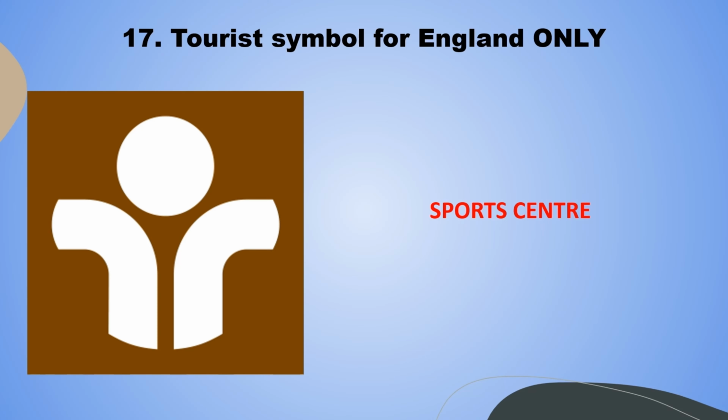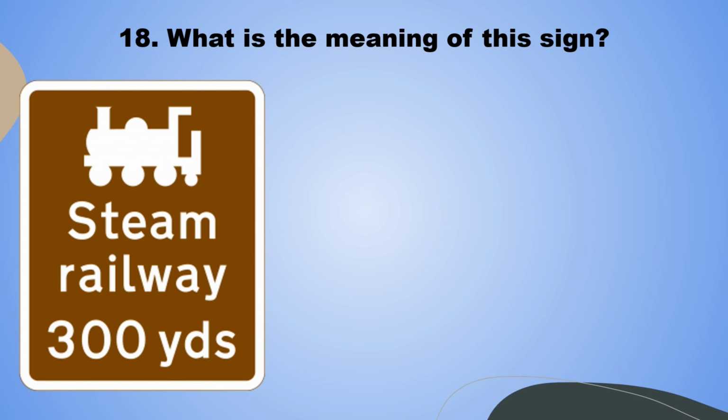Moving on to the next sign. What is the meaning of this sign? You have a train there. So let's see what the sign means. The sign means this is a steam railway sign. You have the symbol on the sign, the train, steam railway, 300 yards. So the distance to the steam railway is 300 yards in this particular sign.